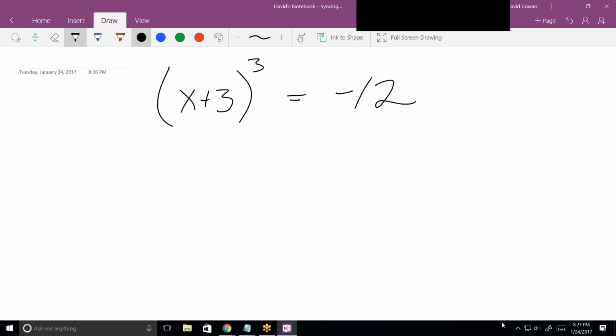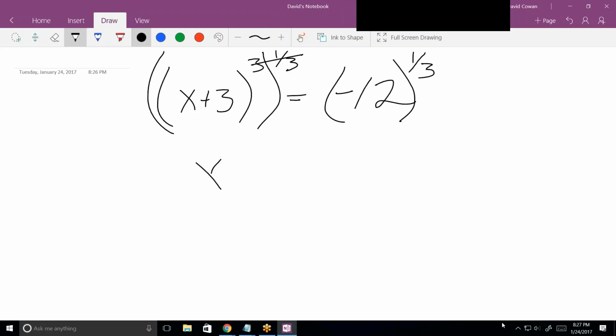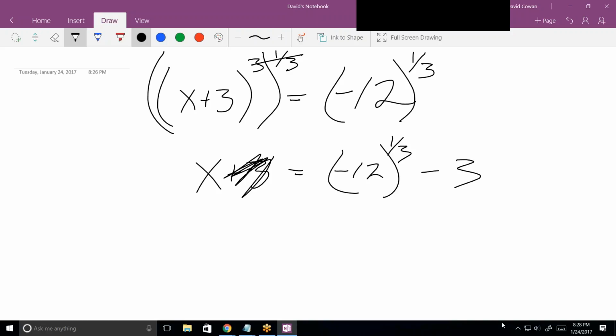Probably, I don't know, could you exponentiate both sides to what power? 1/3? Yeah. Now the left, those cancel, so I'm left with just x plus 3 equals minus 12 to the 1/3 power. You're going to have to get that out of a calculator. And then I'm going to subtract 3 from both sides. So there's your answer.